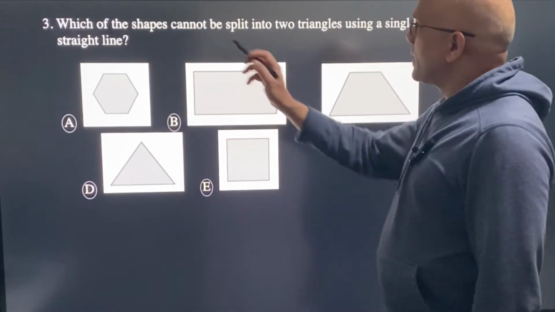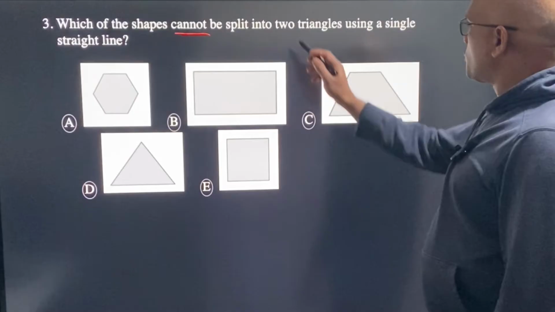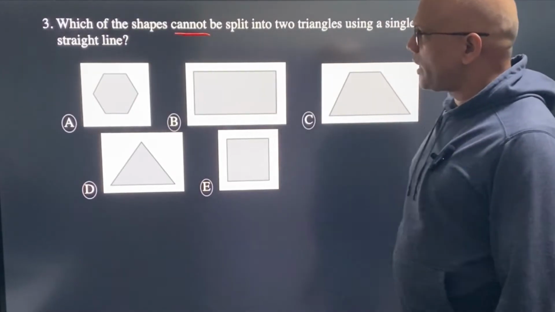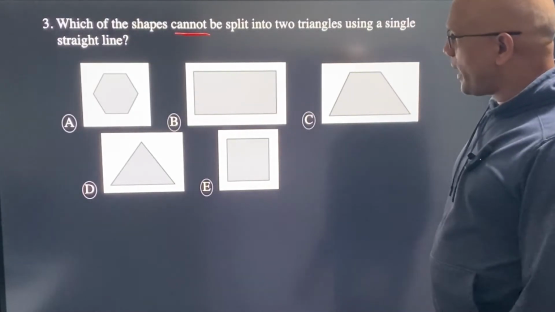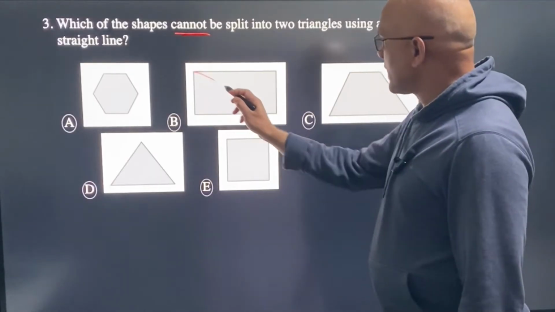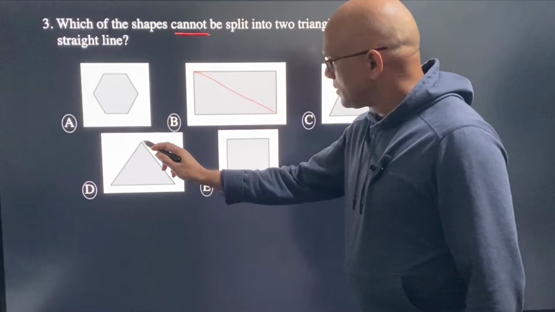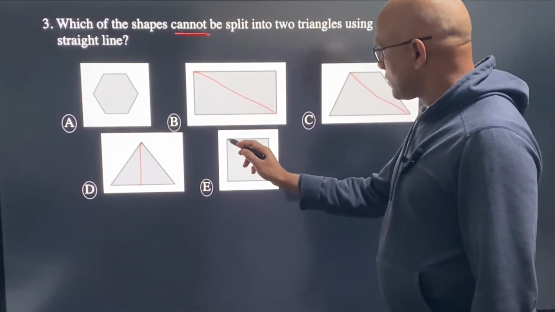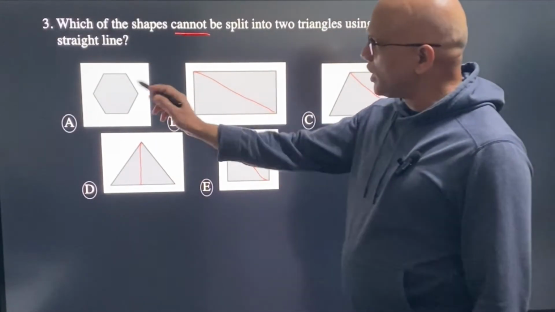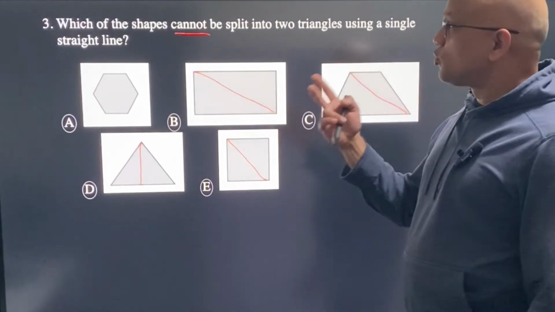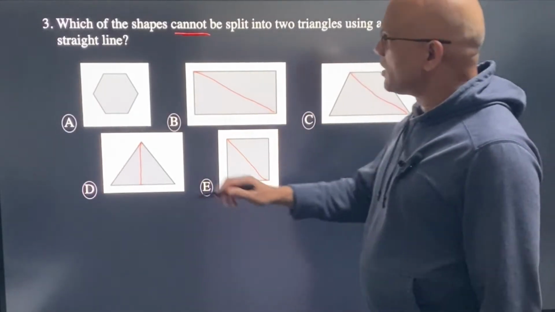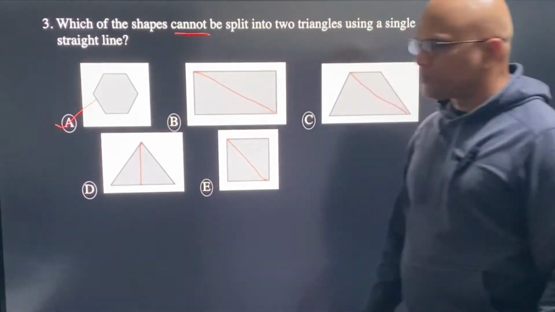Which of the shapes cannot be split into 2 triangles using a single straight line? Alright, so we can just try it. I can see that this I can easily do. Similarly, this I can easily do. This also, this also. So this is the only one I cannot split into 2 triangles using a single straight line. So A is the correct choice.